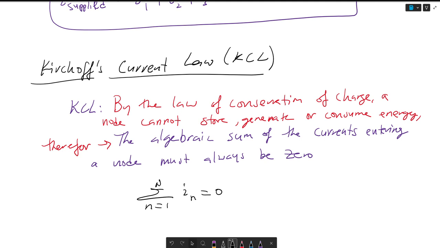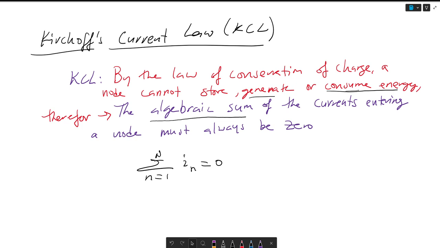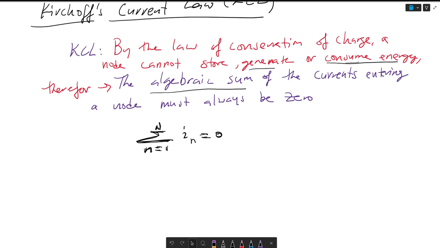It says that by the law of conservation of charge, a node cannot store, generate, or consume energy. Therefore, the algebraic sum of the currents entering a node must always be zero. And this means that at any node, the sum from 1 through n of the currents must equate to zero.